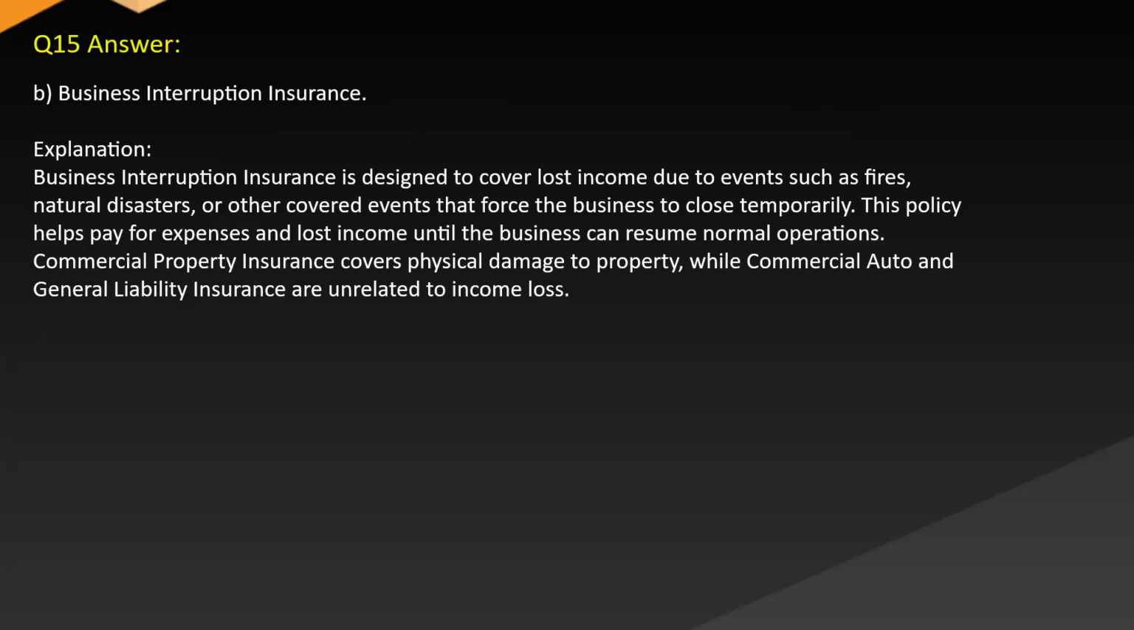Answer: B. Business interruption insurance. Explanation: business interruption insurance is designed to cover lost income due to events such as fires, natural disasters, or other covered events that force the business to close temporarily. This policy helps pay for expenses and lost income until the business can resume normal operations. Commercial property insurance covers physical damage to property, while commercial auto and general liability insurance are unrelated to income loss.